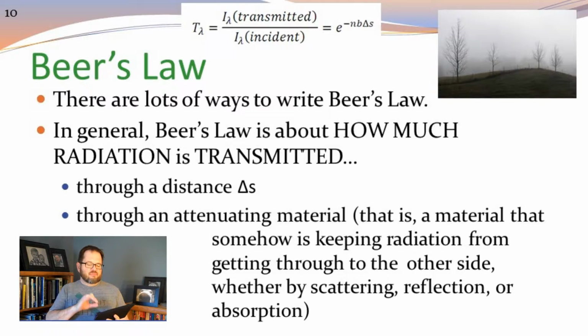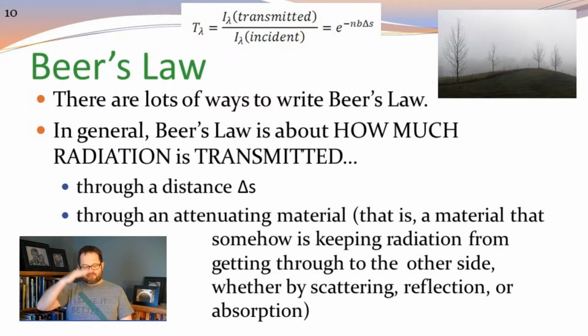And just to be clear, that symbol I lambda transmitted and I lambda incident, I just got this notation off of some other textbook or something. I lambda is like the flux of radiation. I lambda incident is how much radiation hit the start of this layer of the atmosphere, or this beginning of this path that the radiation is going through. And I lambda transmitted is the flux of radiation that made it out the other end.